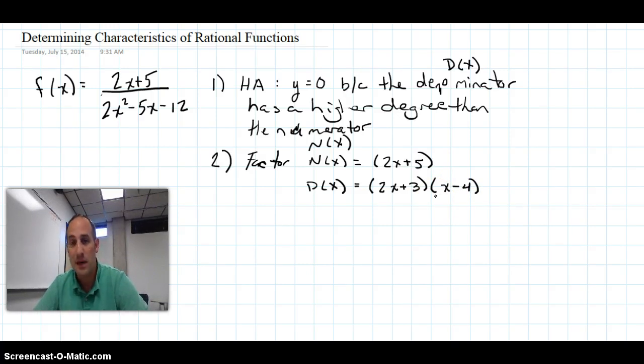The reason we do that is to find out if we have any common factors. As you can see right there, the top has 2x plus 5 as its only factor. The bottom has 2x plus 3 as a factor and x minus 4 as a factor, but none of those factors are matches on the top and the bottom. So for that reason, we're going to say this particular function has no holes. There are no common factors.